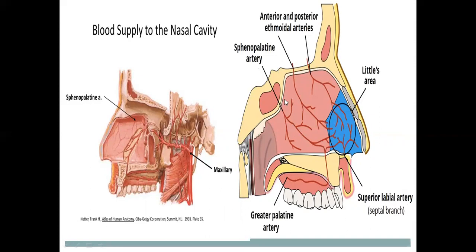So the nose has a very rich blood supply, and all these arteries anastomose with each other, and they form Little's area. Due to the rich blood supply to the nose, any trauma to the nose leads to bleeding of the nose.